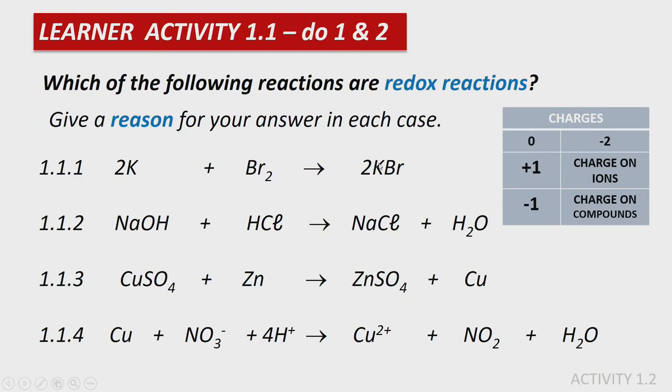So now I know potassium is in group one. I showed you that earlier. So it has a plus one. And bromine is in group 17 under chlorine, and it is a negative one charge if it steals electrons.